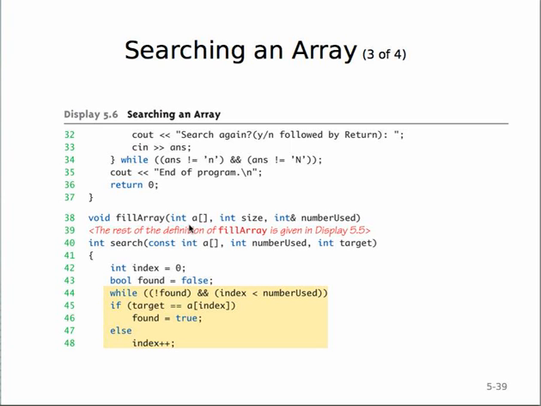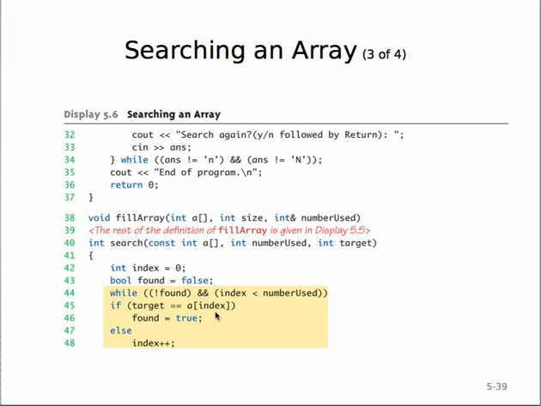As with any array, you want to pass in the size as well. We pass in the number used, which tells us how many locations in the array are valid, the idea being that not all locations in this array might be used. And we use that number used variable in our loop. In this loop, we start at index 0 and look through all elements up to number used.